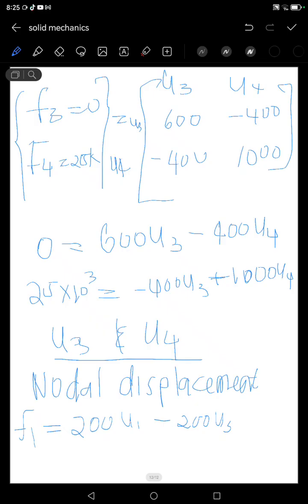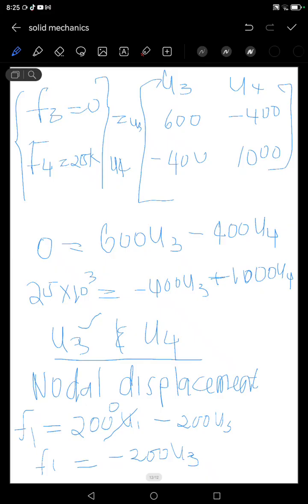Okay, and then we know that U1 is 0, so this one is going to be 0, and then our F1 is going to be what? Negative 200 U3, and here we have already calculated the value of U3. You just substitute here and get the value of F1. When they say determine the reaction at node 1 and node 2, you go back to the matrix and get F1, and then for F2, you go to the second matrix and do the same, substituting the value of the displacement that you get.